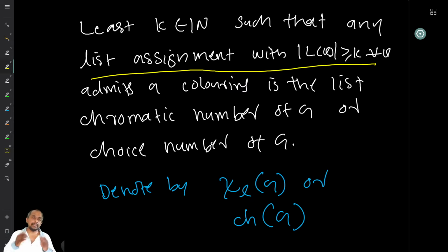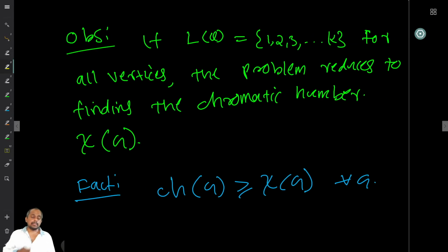So I give you the number k, and I give you the freedom to choose whatever list that you want for each vertex. I will say that if you give me at least k colors on each vertex, then I will be coloring whatever list that you are going to give me. So that is the guarantee.